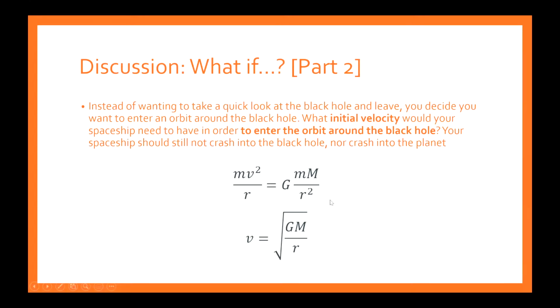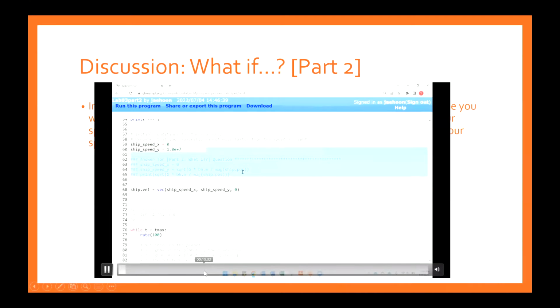What if question? Initial velocity to enter the orbit around the black hole. For answering this, I used the circular motion formula on the left-hand side, and on the right-hand side, the universal gravitational formula. Because the universal gravitational formula is the force amount you can find between two objects, and the circular formula is the force amount required to be in circular motion. So if I link those two, I can find the optimal velocity to be in the orbit.